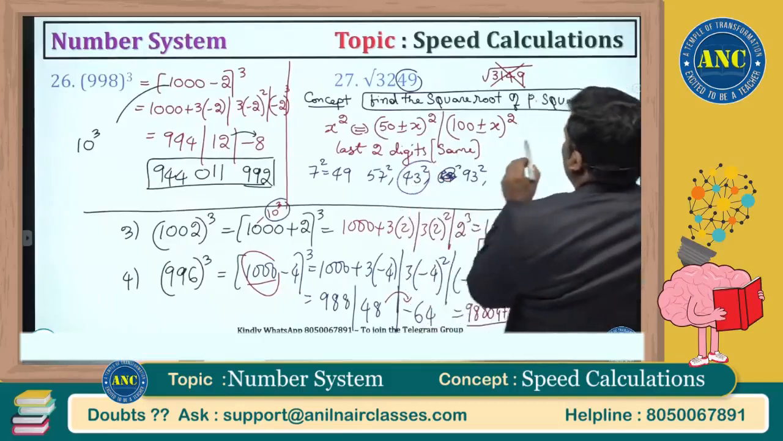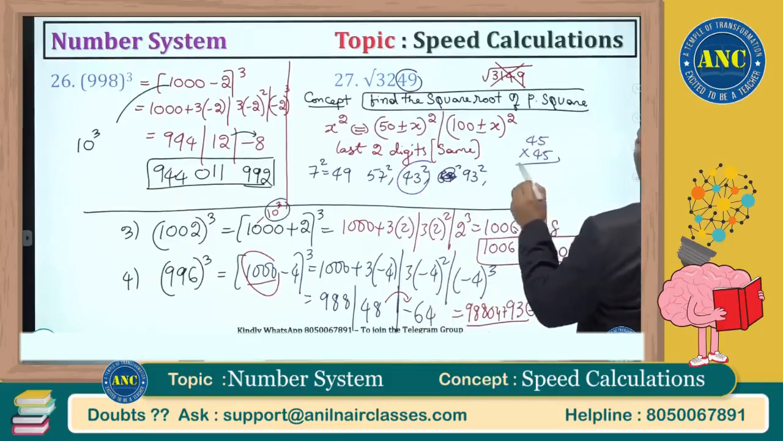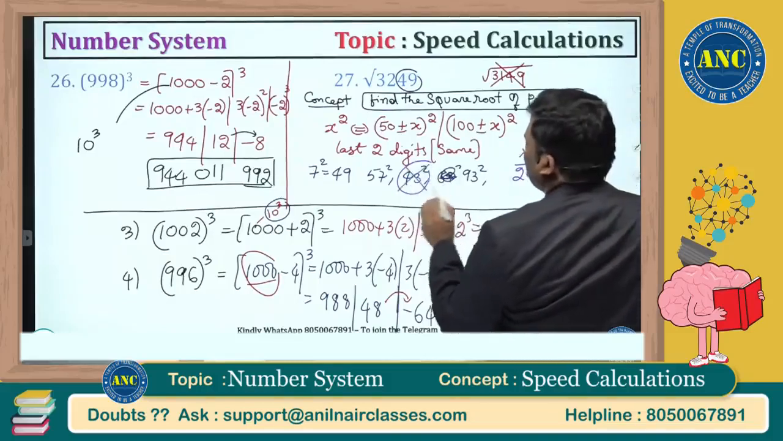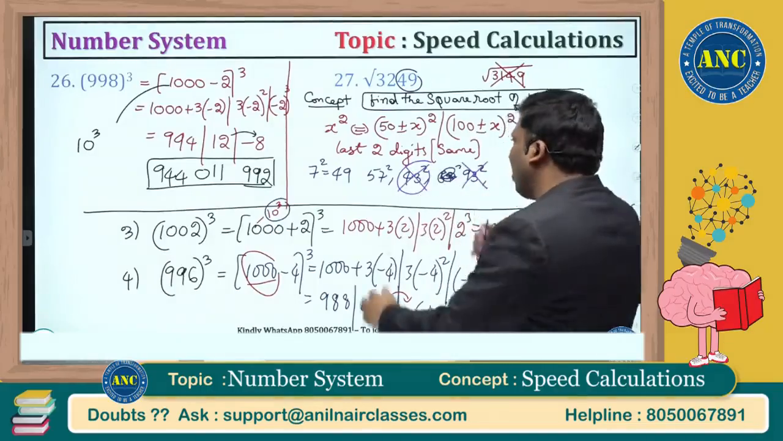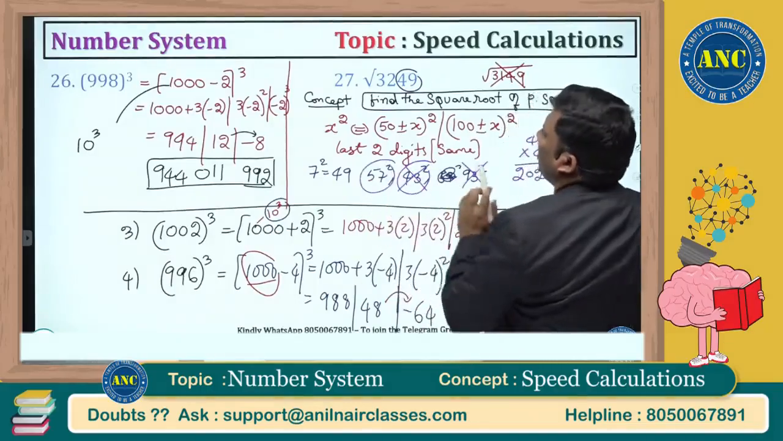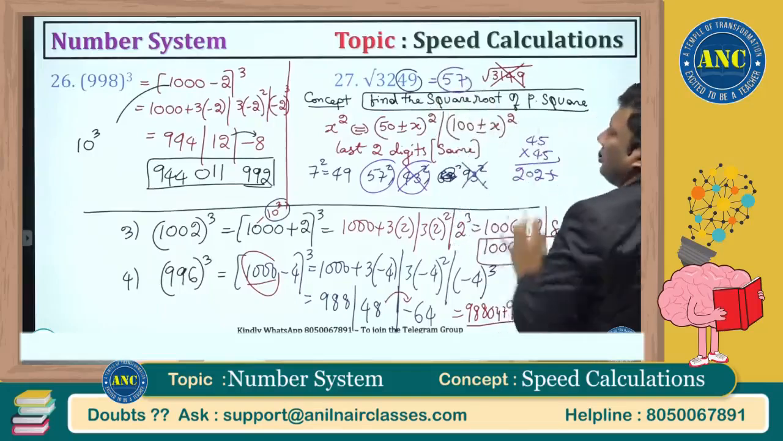43 squared is less than 45 squared. 45 into 45 is 2025. It cannot be the answer. 93 squared is greater than 90 squared. It cannot be the answer. So the answer for this question is 57.